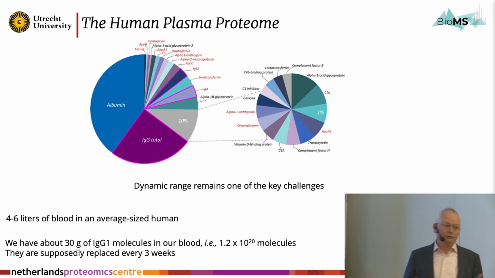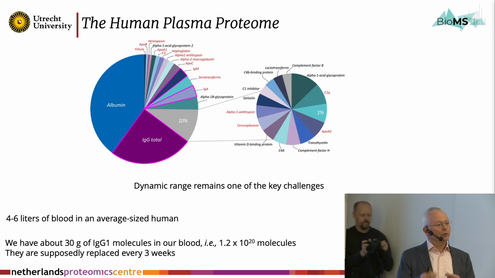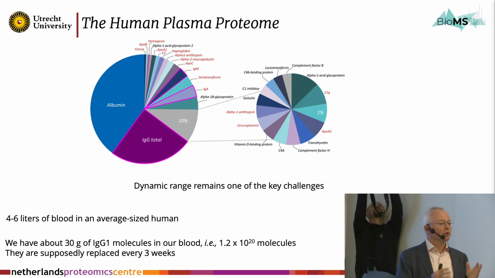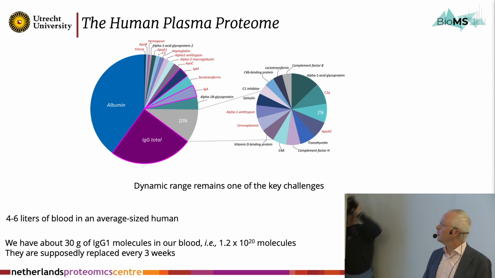Now, just a little bit of numbers. You and I have about 4 to 6 liters of blood in our body. And in this blood, there's about 30 grams of immunoglobulin 1. So this is quite a huge amount if you calculate in molecules. And what we do know is that almost every 3 weeks, every molecule of antibody is degraded and is built again. So you might say in 3 weeks you have a total new set of antibodies, because everything has been degraded, everything has been built again. Are these the same antibodies? Are these different antibodies? That's a question that we want to have a look at.